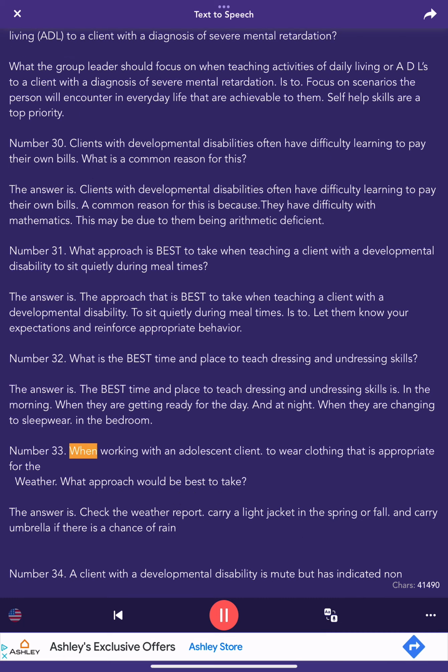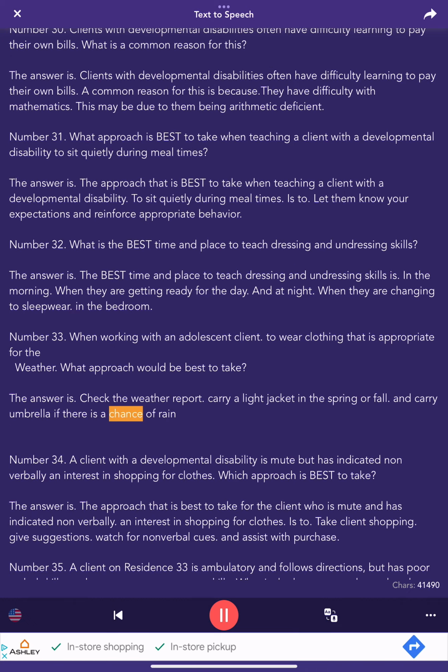Number 33. When working with an adolescent client to wear clothing that is appropriate for the weather, what approach would be best to take? The answer is, check the weather report, carry a light jacket in the spring or fall, and carry an umbrella if there is a chance of rain.